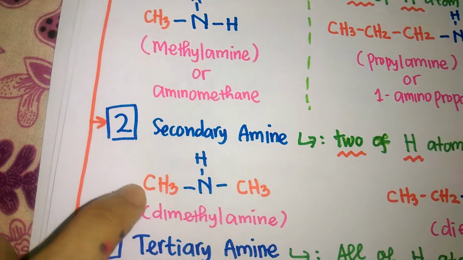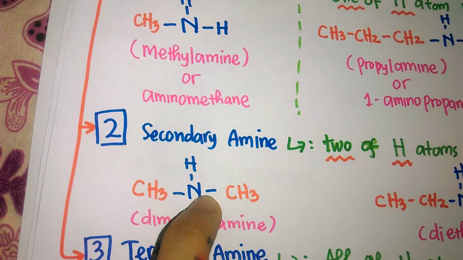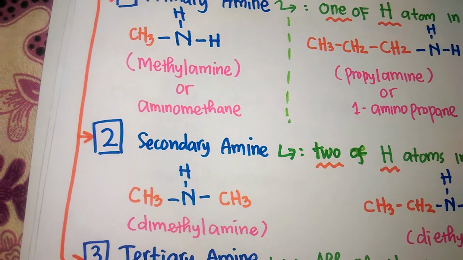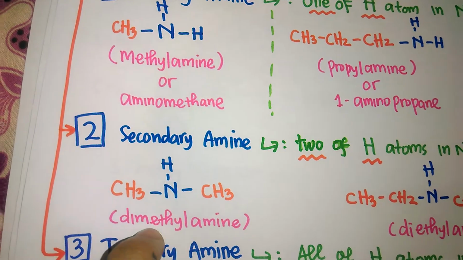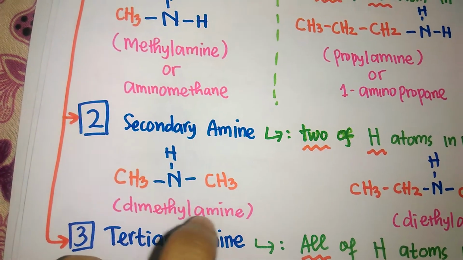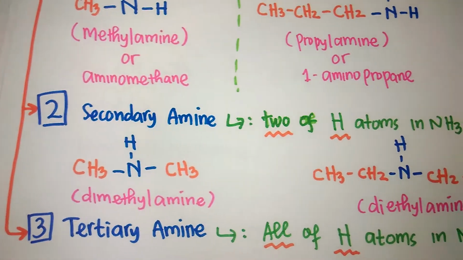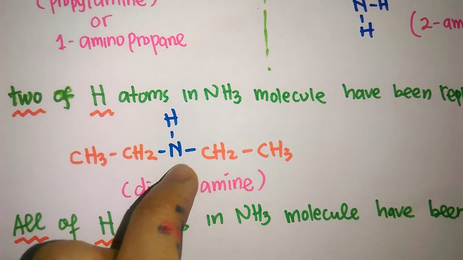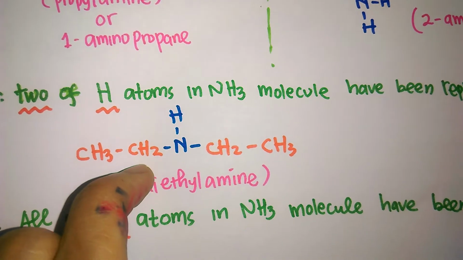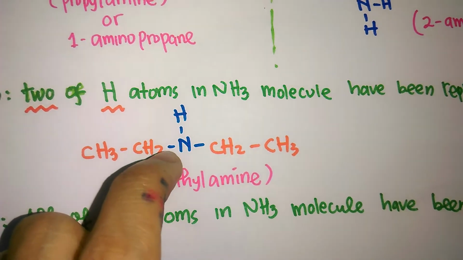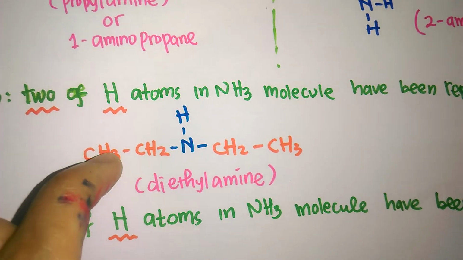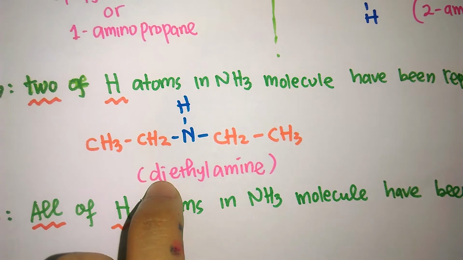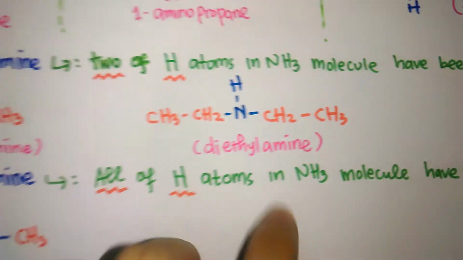For example, we have two hydrogen atoms replaced by methyl, on the right side and on the left side. So we call this dimethylamine because there are two methyl groups. Second example, as we see here, two hydrogen atoms have been replaced by alkyl. That is ethyl, this is ethyl, this is another ethyl. So we call this diethylamine.